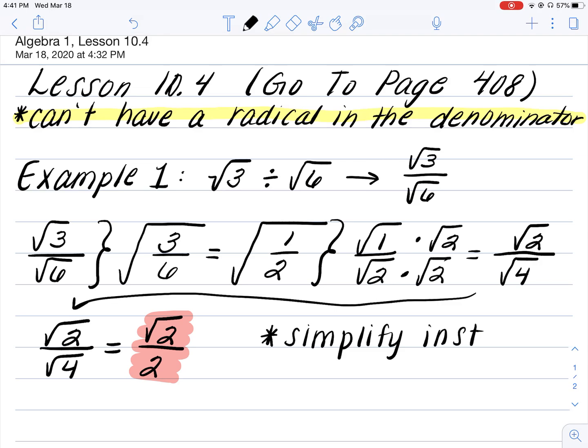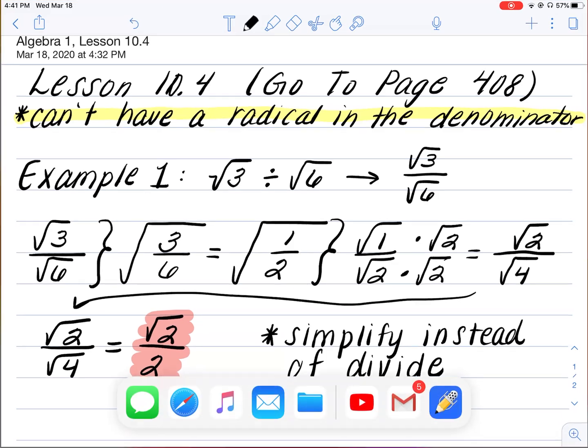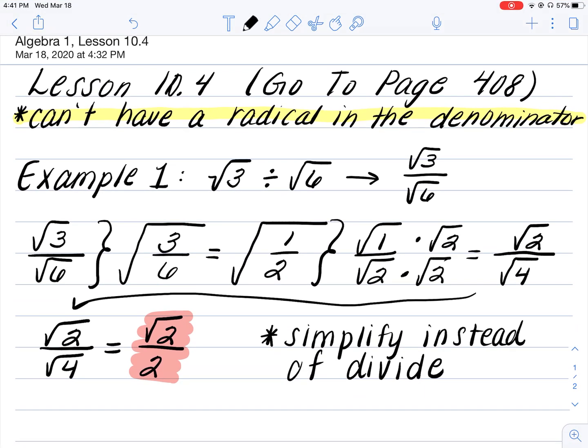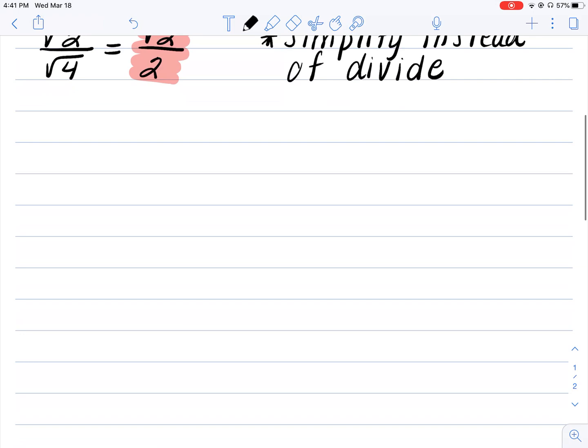Okay? So that's one important thing that you need to know. Also, if you notice, you don't have a radical there at the bottom. So that means you are a-okay with leaving it like that. It's okay to have a radical at the top. You just cannot, as I mentioned above, highlighted in yellow, have a radical in the denominator, okay? So let's keep going. I'm going to go on to example 2.